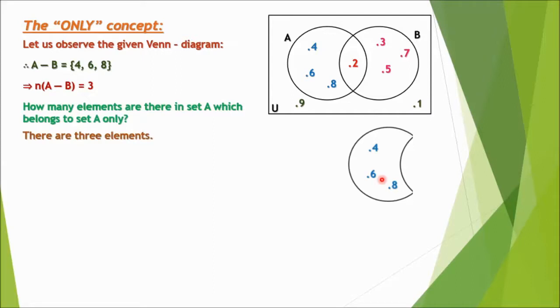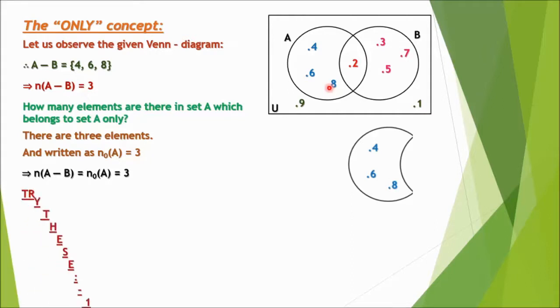Means what we can say is we can represent it as n naught. This means only. n naught A means only A. So only A: there are 3 elements which belong to set A only. There are 3 elements which belong to set B only, but this element belongs to both the sets. So the difference of sets is also called "only". Okay, the "only" concept. Now try this 10.